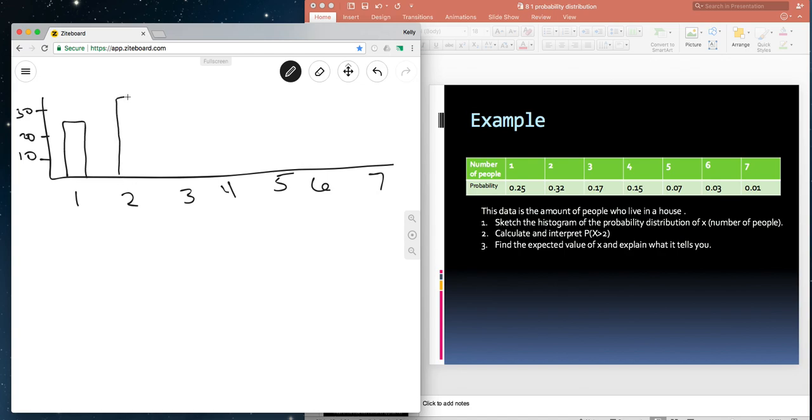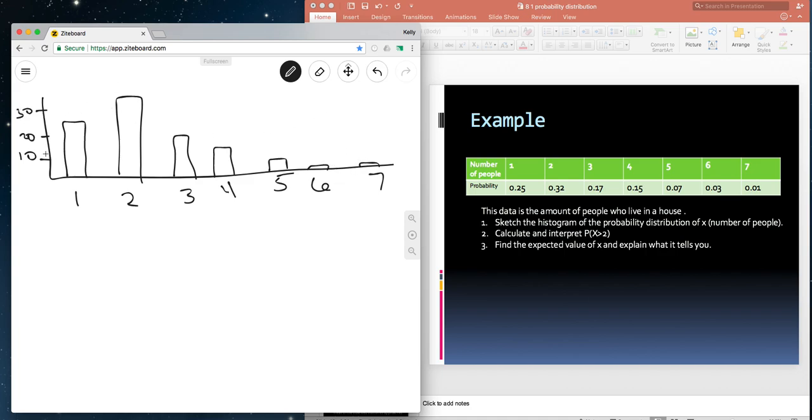32 is the next percentage. Number 3 is 17%, not 17 people. So just about 20. 15 is for number 4. 7% is 5 people. 3% is 6 people, which is how many people live in my house. And only 1% of people, and I really can't make it much different than the 3%, I'm sorry. But really this bar should be slightly taller than this one. And that is our histogram.